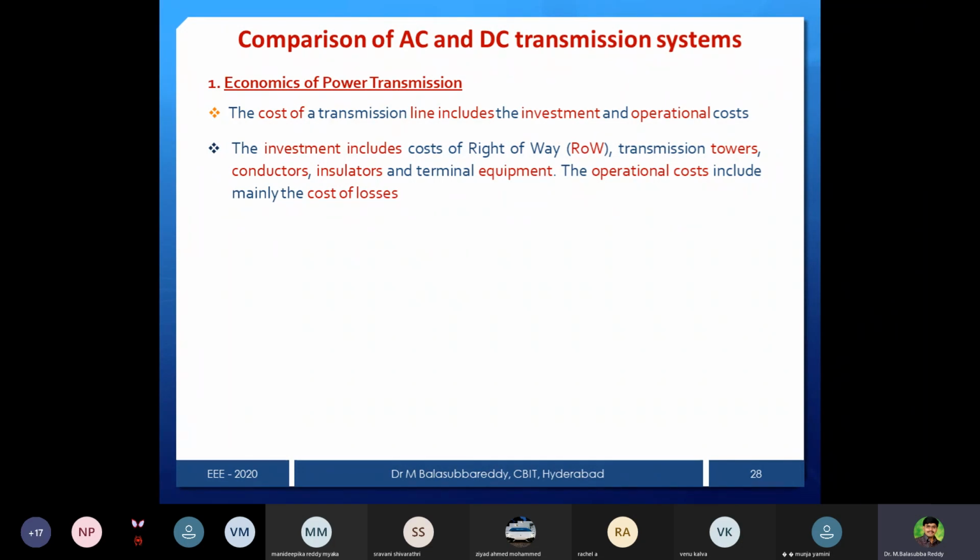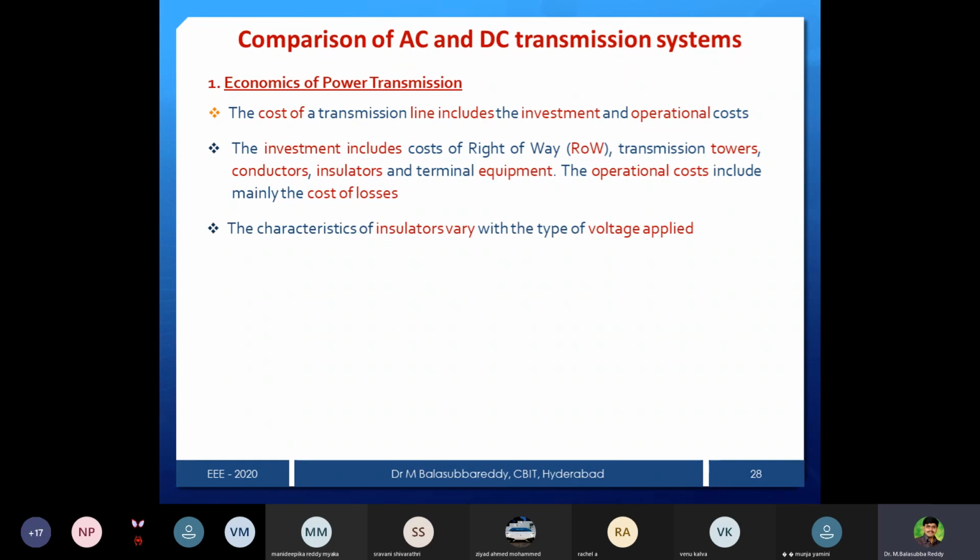Another one is the operational cost, which includes the cost of the losses, because when power is transmitted through a transmission line, some loss takes place. That we call the operational cost. So that is nothing but the cost of the loss. These two things, the investment and operational cost, will decide the economics.